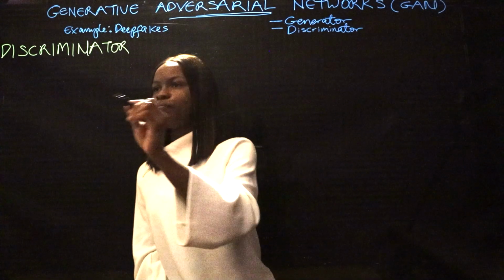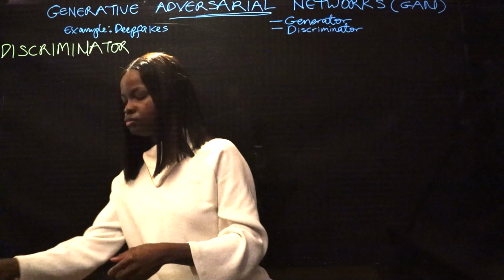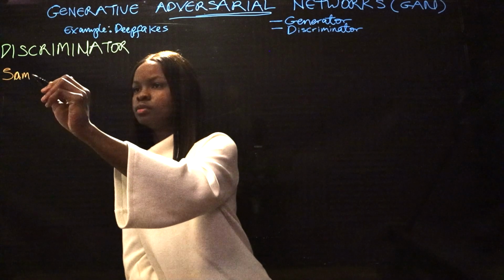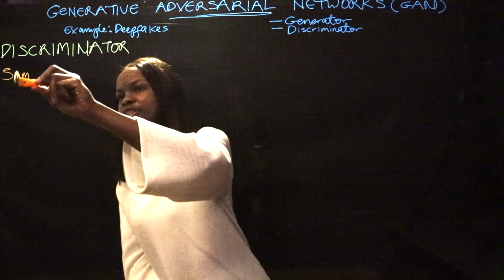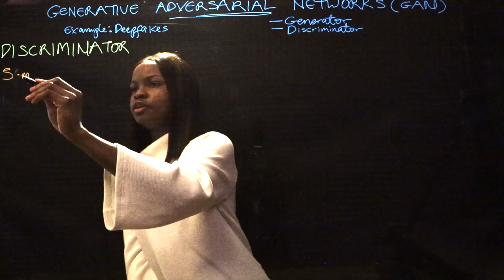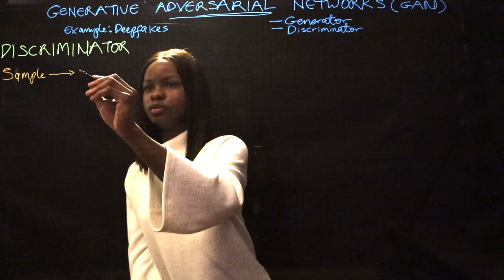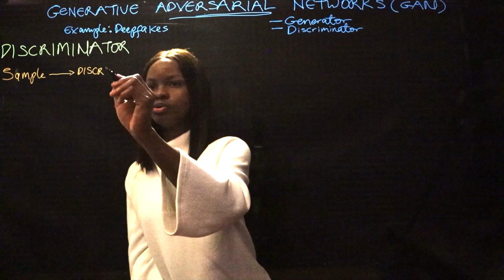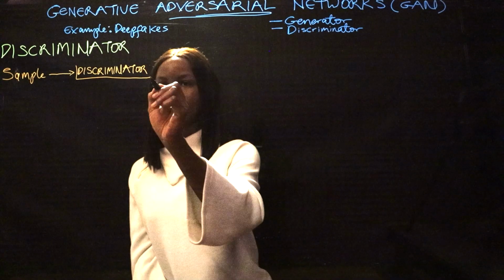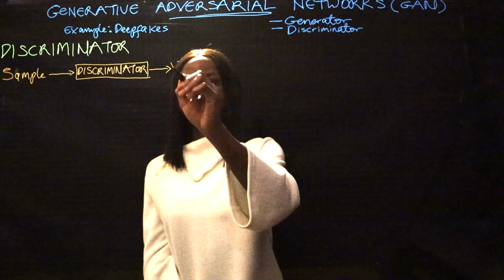So it receives a sample. Shall I use the same color? It receives a sample. Let me just put this. I wanted to write it in caps, but then I changed my mind. So it receives a sample or an input. So this nature and it outputs a value.